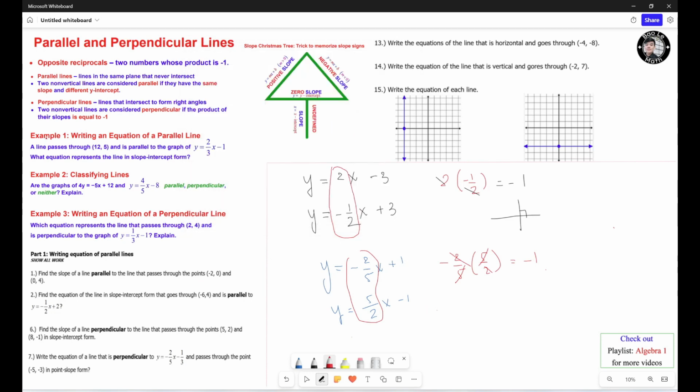Alright. Now let's take a look at the first example right here. Write an equation of a parallel line. A line passes through this point (12, 5) and is parallel to the graph right here. What equation represents the line in slope-intercept form?